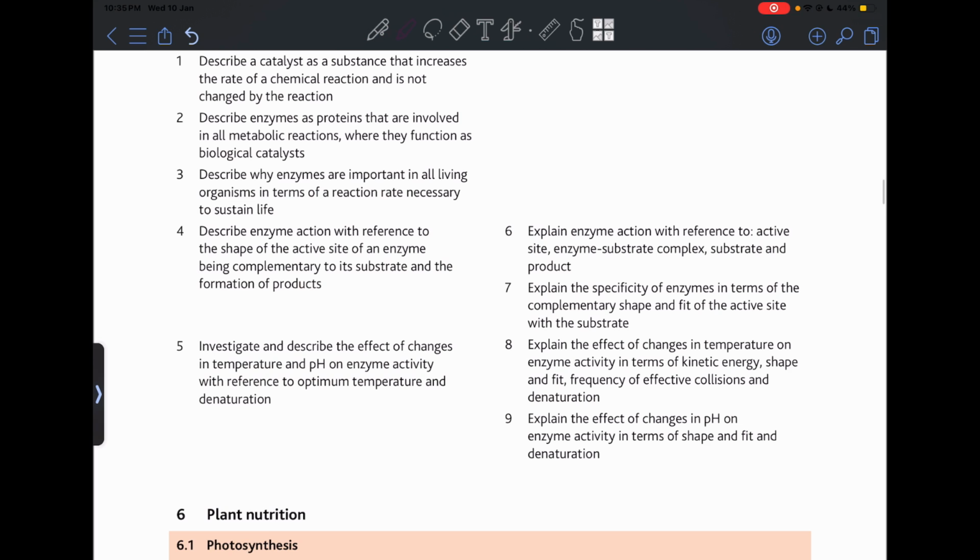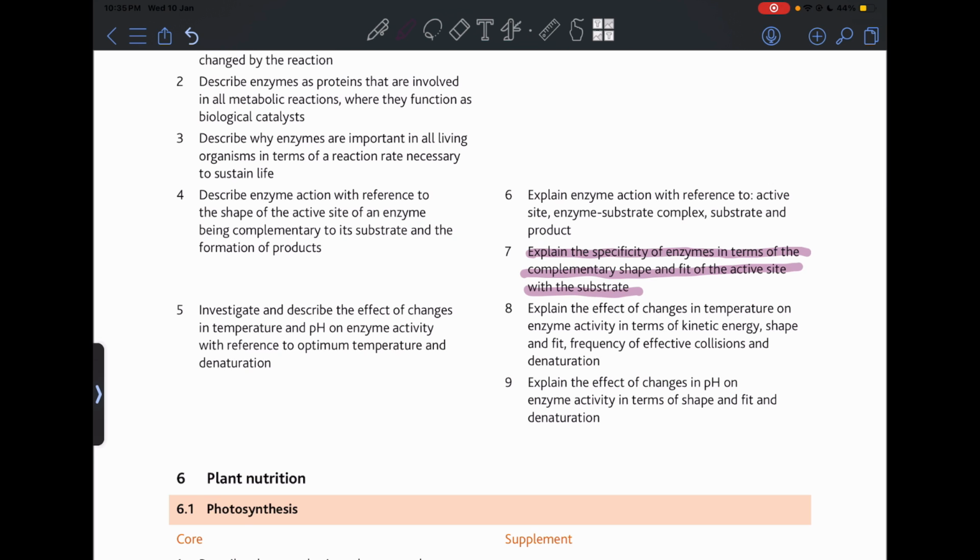Number 7 says to explain the specificity of enzymes in terms of complementary shape and the fit of active site with the substrate. So we have to say that enzymes have specific shapes and complementary shapes that have to bind in order to create an active site substrate. And active site substrate is crucial so that the enzyme can work and break down and actually do its job, basically.